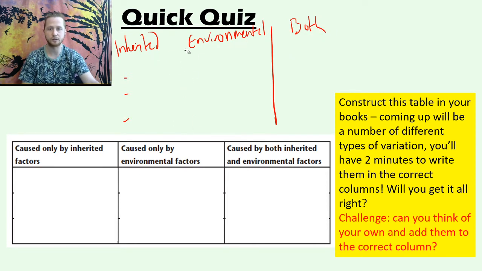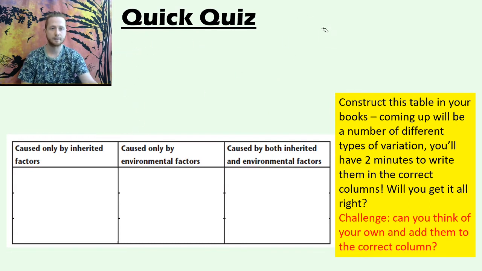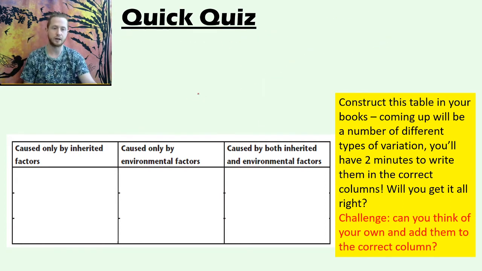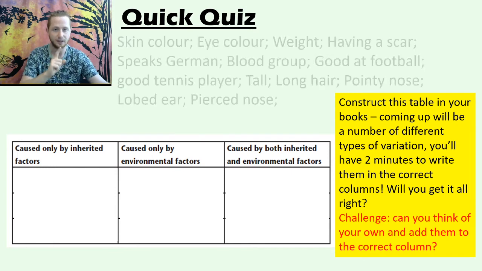I'm going to get rid of this because the words are actually going to come up in the space that I've drawn, these lovely words: inherited, environmental, and both. But what I'd like you to do is construct this table and write down the words that are going to come up in this area into that table. Are you going to get it all right? As a challenge, if you finish within 2 minutes, I'd like you to add your own inherited or environmental, or both inherited and environmental factors into this table. So your 2 minutes begin in 3, 2, 1. Here they are.